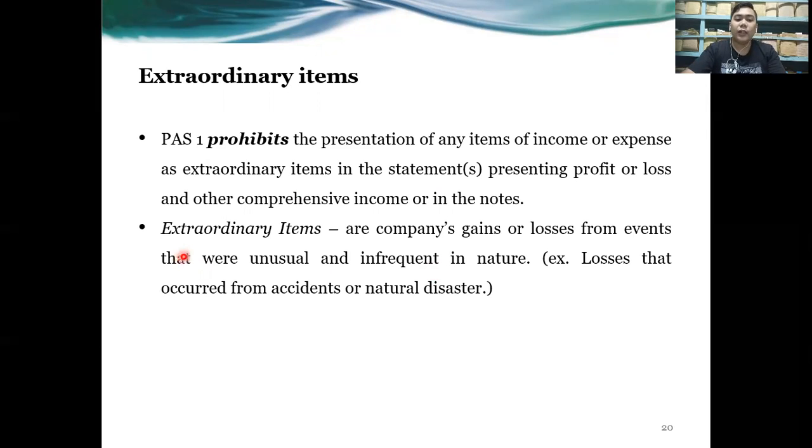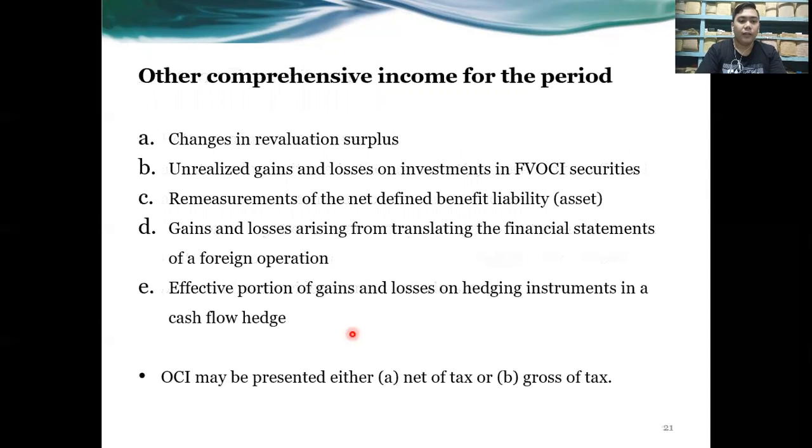So, extraordinary items are companies' gains or losses from events that were unusual and infrequent in nature. Ang other comprehensive income, amo ni ang pwede naton mabutang dire. Wala na iban. Which is may another chapter for this. So, i-overview ko lang. Changes in revaluation surplus, unrealized gains and losses on investment, which is categorized as fair value through OCI, fair value through other comprehensive income.